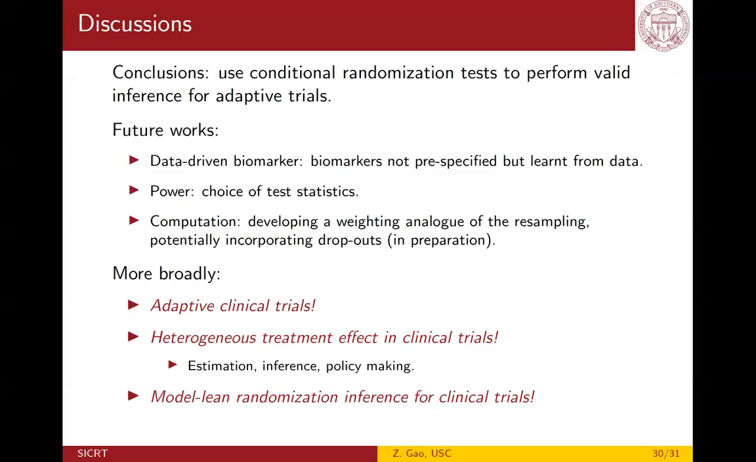This is taking on, at least in the conformal area, black box based model inference follow-up, but I think it also has a lot of potential in clinical trials.